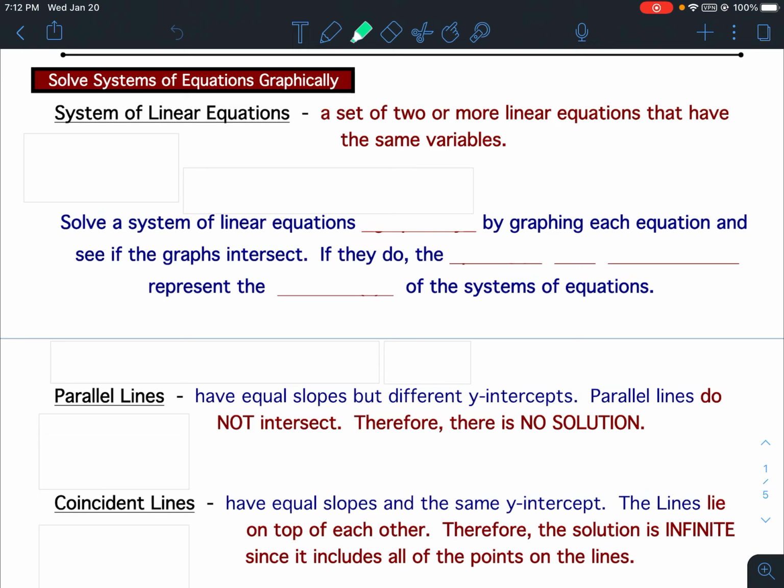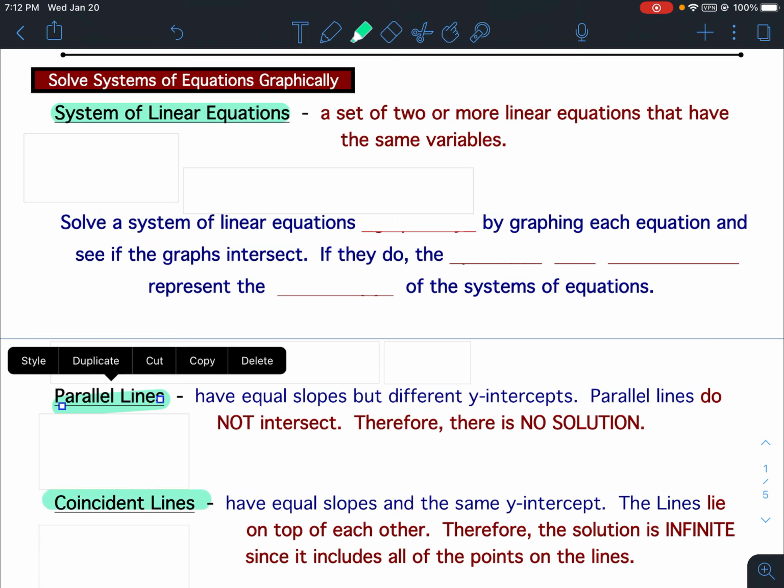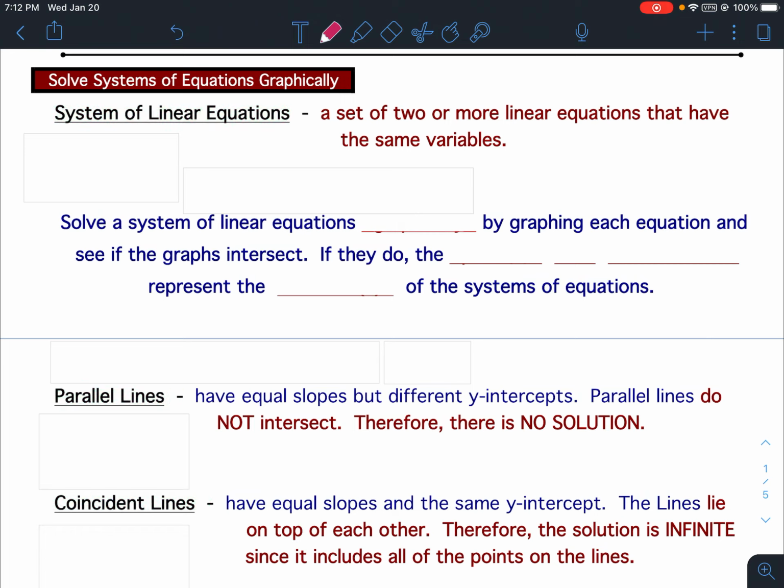Before we get started with the notes, make sure you have the definition for systems of linear equations, parallel lines, and coincident lines. So take a moment and get those definitions written down. All right. Let's start with the definition for systems of linear equations.